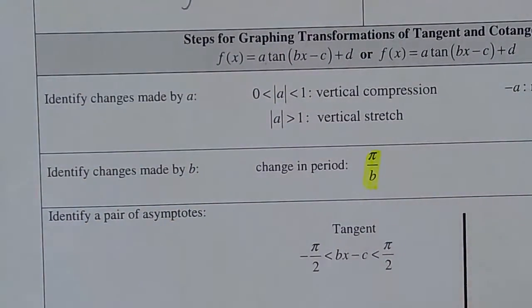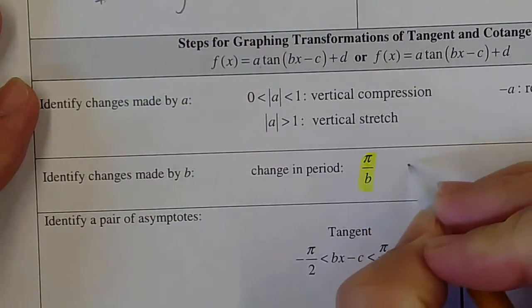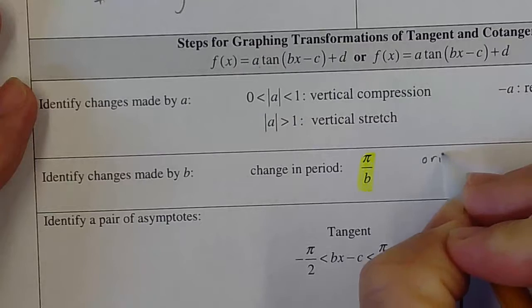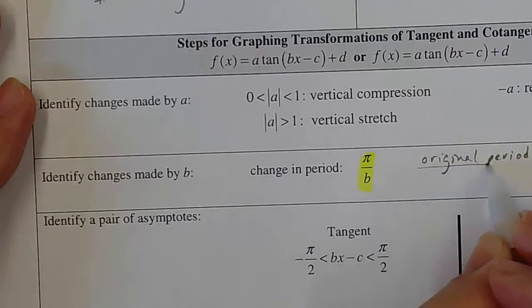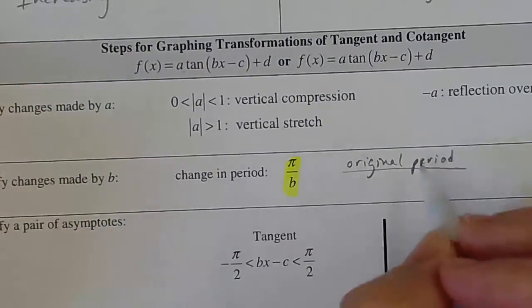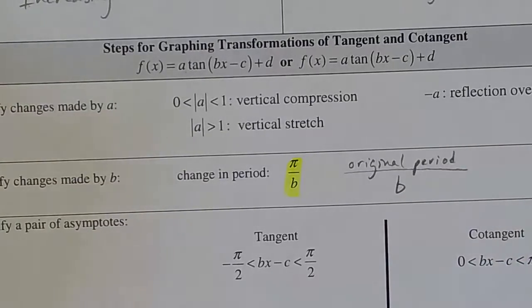I think even on the notes somewhere, I was trying to set you guys up for this. I didn't always say 2 pi over b. A lot of times I'd say original period. It might be worth you writing this down so you can separate all the trig functions. It's the original period of the parent function divided by b is always the process.